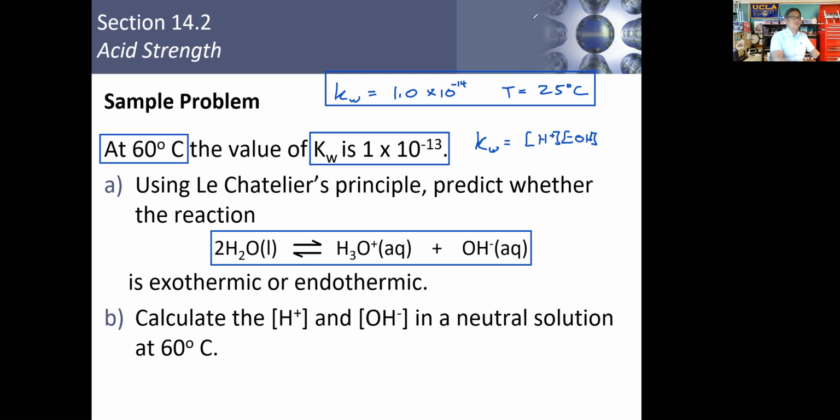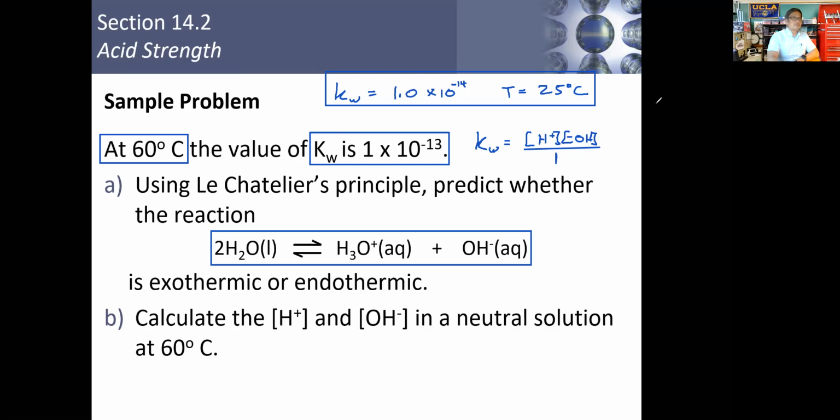All right, so let's take a look at what happens here. We are increasing the temperature. Make sure you keep that in mind. We are increasing the temperature. Temperature is going up.